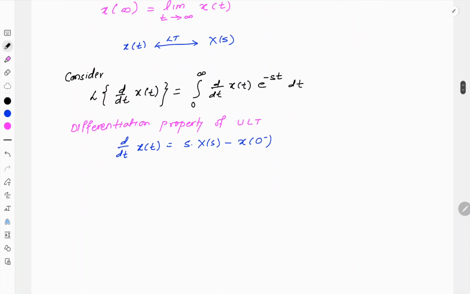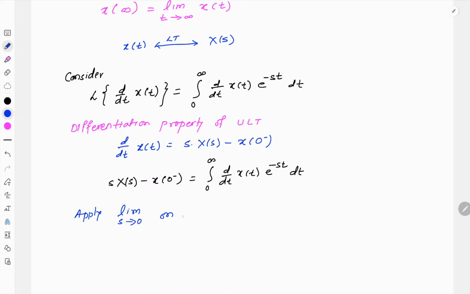So let us substitute this value in the above equation. So towards left hand side we get s into x of s minus x of 0 minus is equal to, towards right hand side the equation is as it is, so integration from 0 to infinity d by dt of x of t e raised to minus st dt. Now apply limit s tends to 0 on both sides.